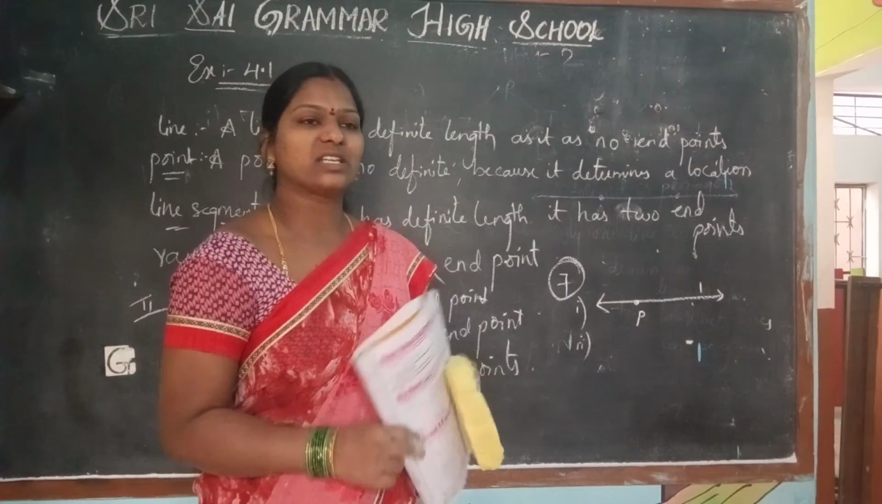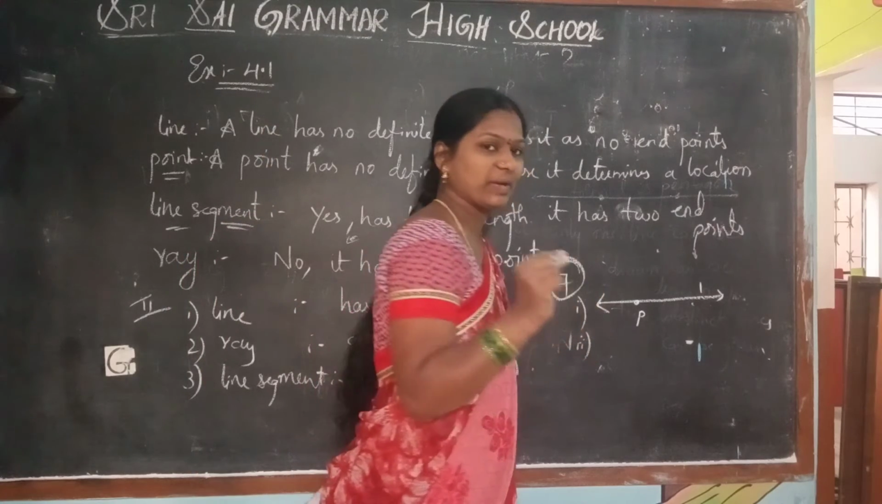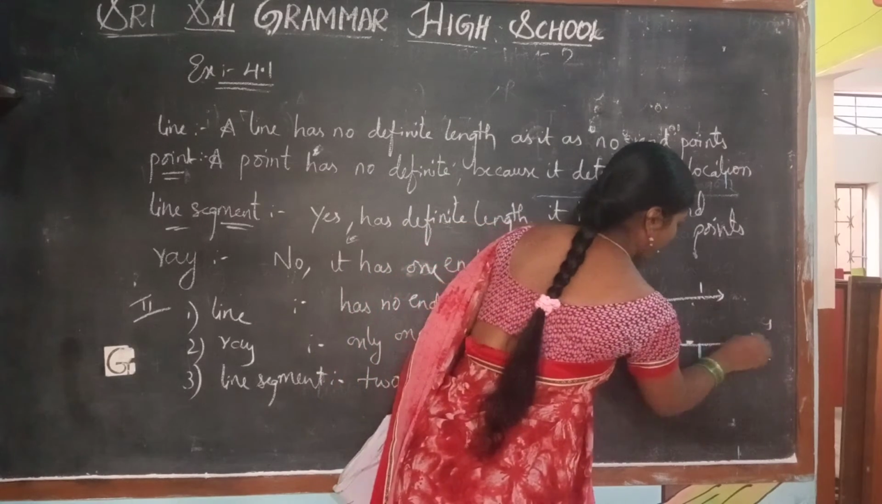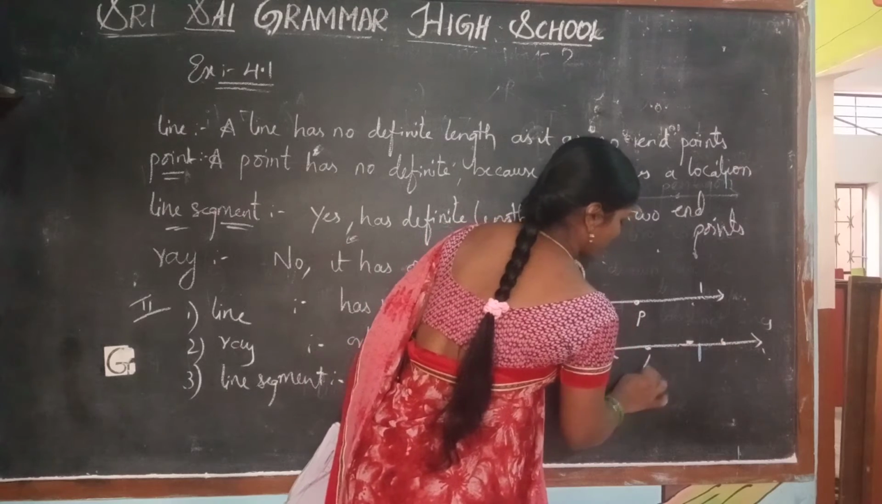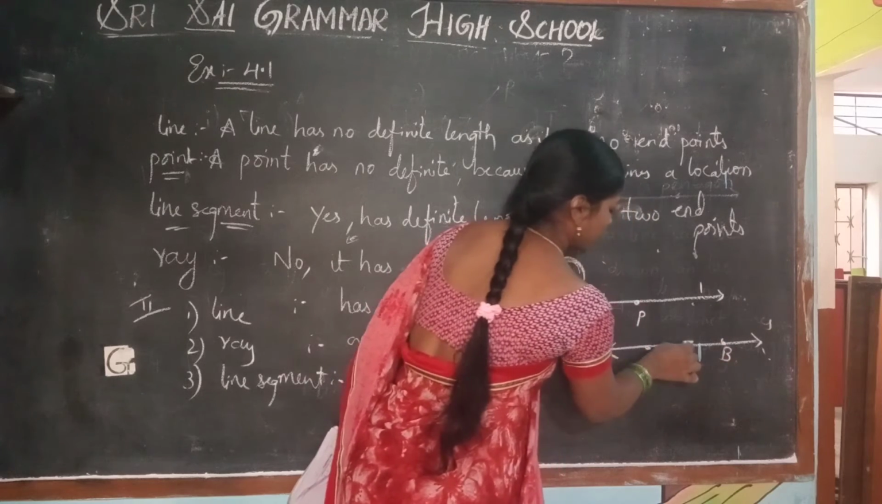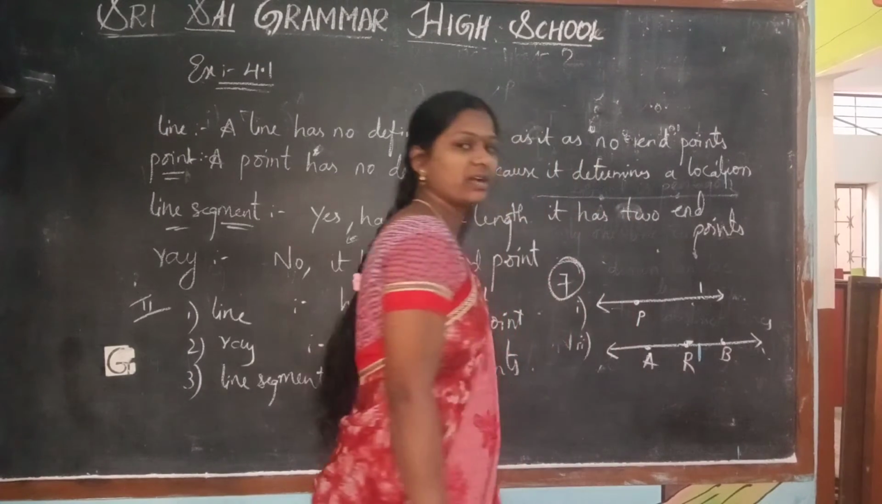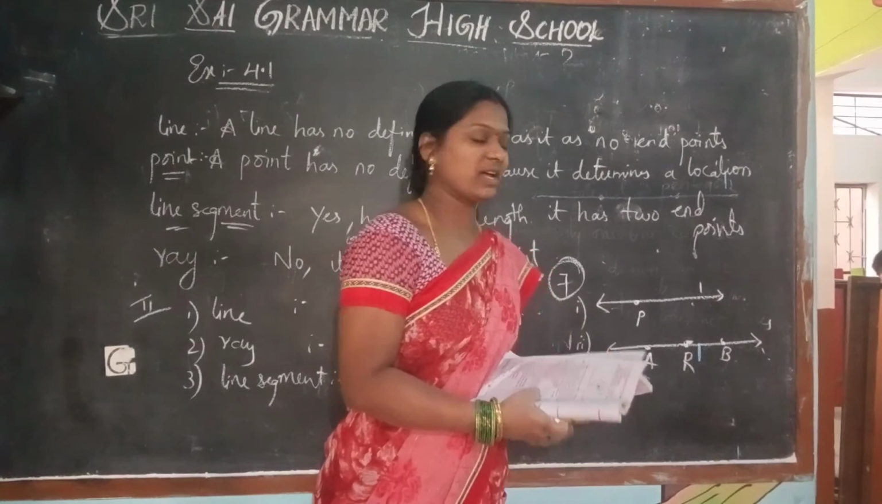And next, line passing through R. So the line should pass through the point represented as R. How? Draw a line and take two distinct points, that is A, B, and here one point representing R, that is passing on the line. It is represented as R.